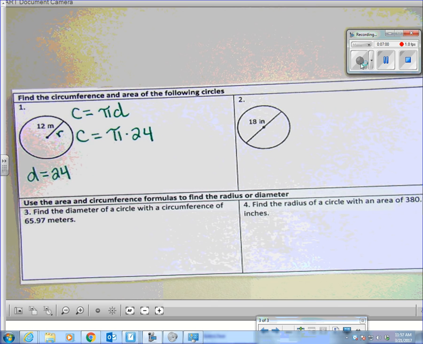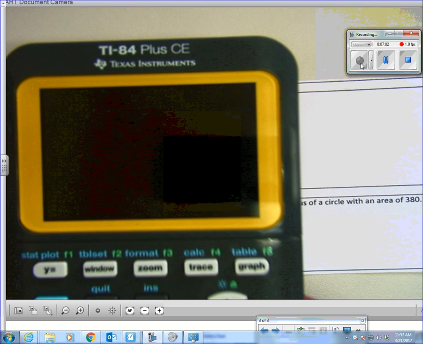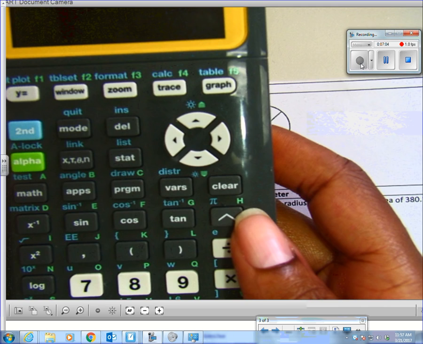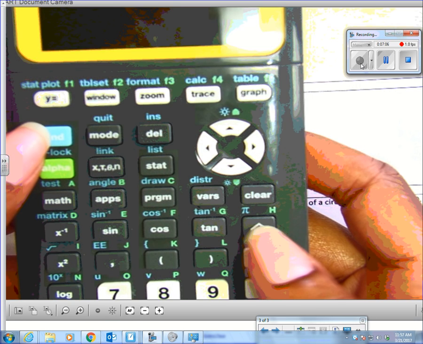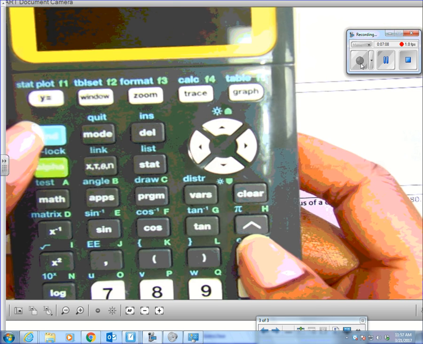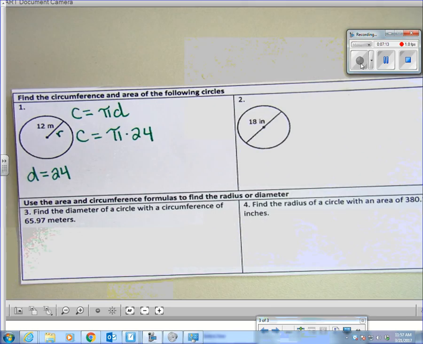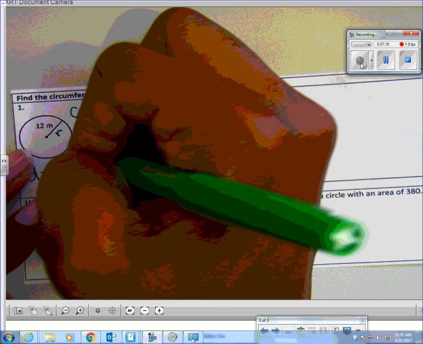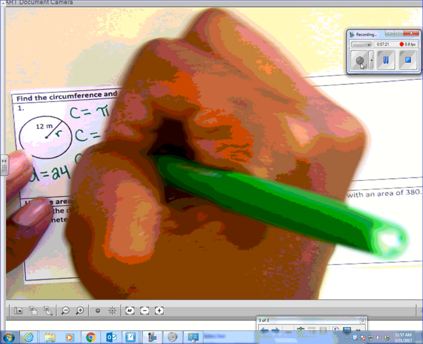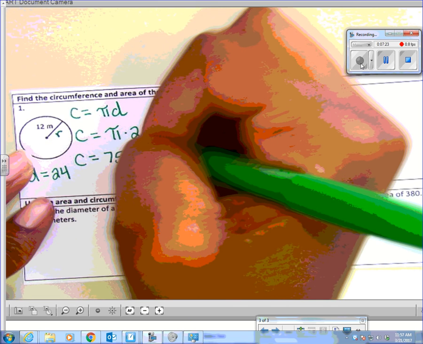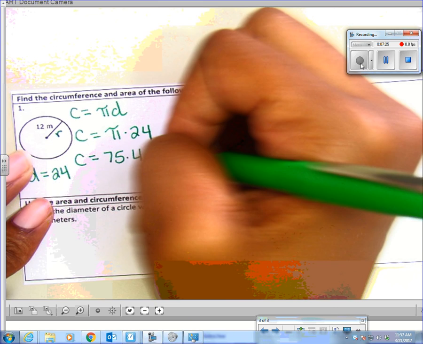And then once we get that, we can just put that in the calculator. And you can use the pi button on the calculator, which will be second and over the caret symbol, and that's the pi symbol. So then we're just going to type in pi times 24. And then we should get about 75.4. And that's about 75.4 meters.